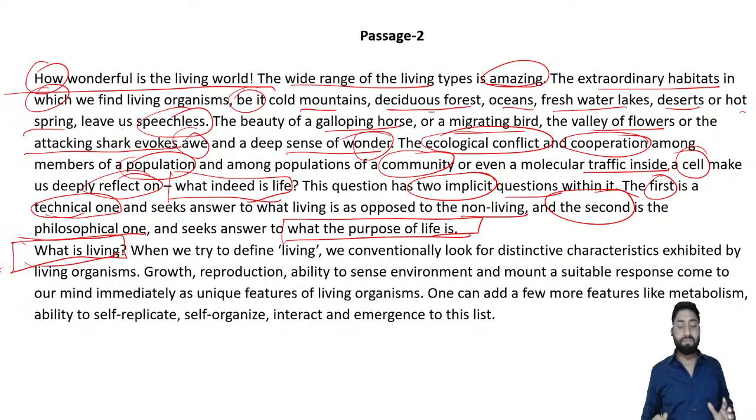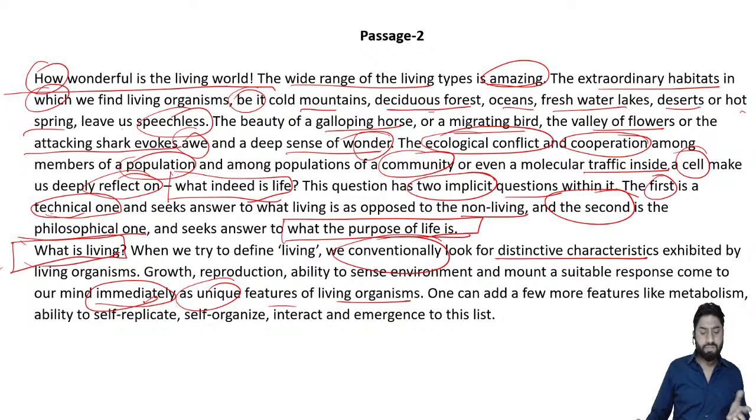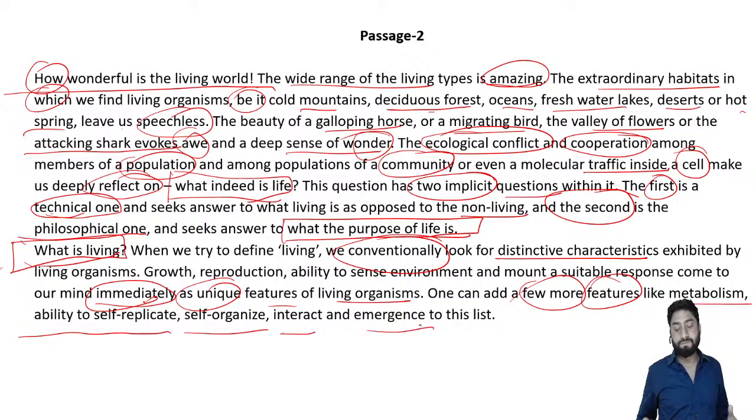When we try to define living, we conventionally look for distinctive characteristics exhibited by living organisms: growth, reproduction, ability to sense the environment and mount a suitable response come to our mind immediately as unique features of living organisms. As we all know, right? That's how we differentiate living and non-living. They are motile, they do reproduction and everything. That's what they're explaining. One can add a few more features like metabolism, ability to self-replicate, self-organize, interact, and emergence to this list.